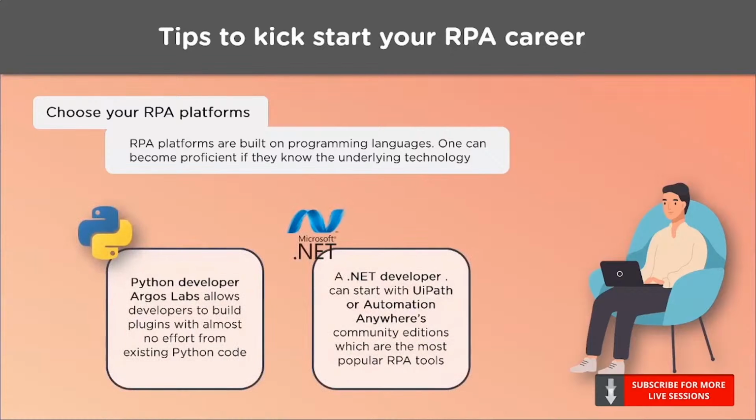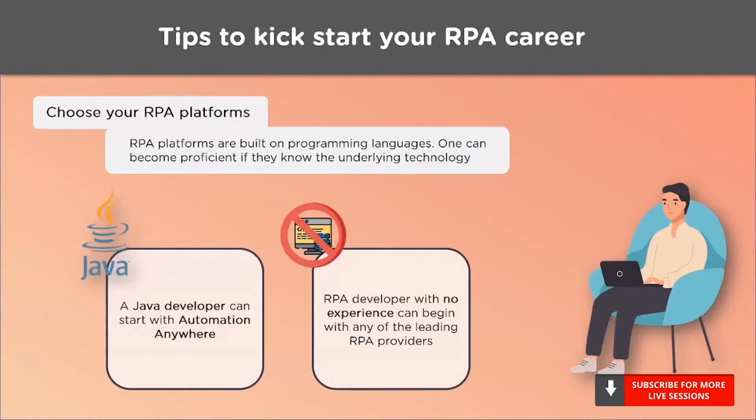So, if you are a Python developer, then you can start off by working with Argos Labs. This allows developers to build plugins with almost no effort from the existing Python code. And if you're a .NET developer, then you can start off with UiPath or Automation Anywhere's community editions. So if you're a Java developer, then you can start off with Automation Anywhere. And if you're a developer with no experience, then you can begin with any of the leading RPA providers.